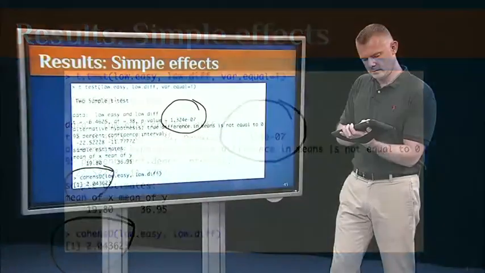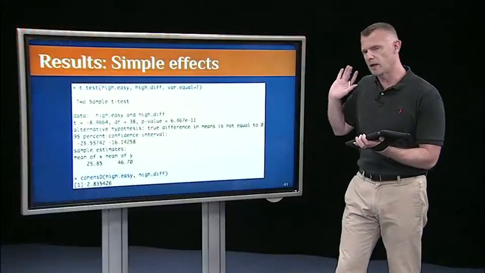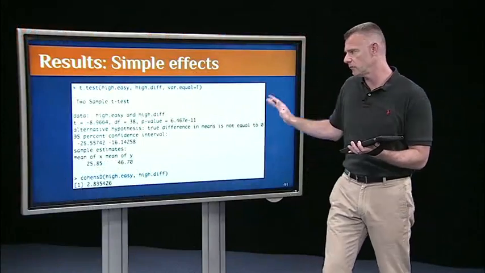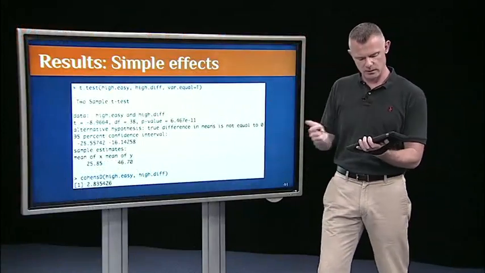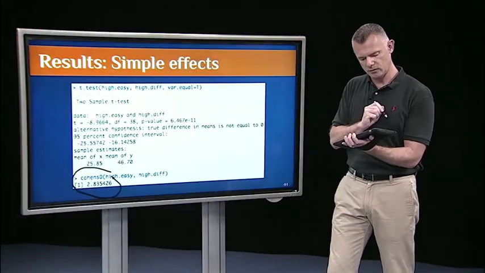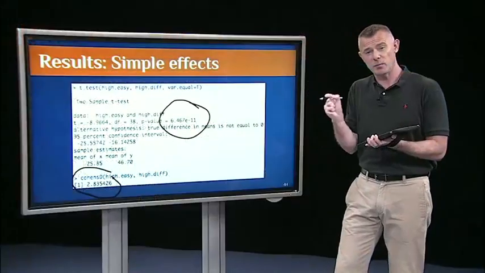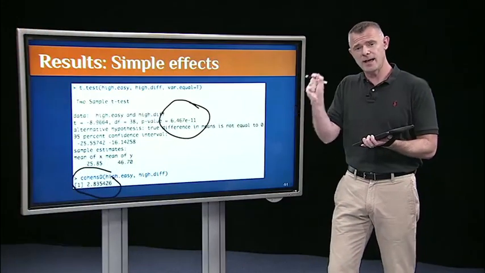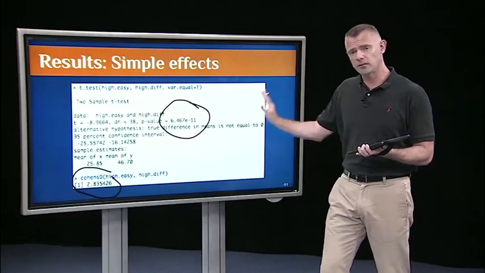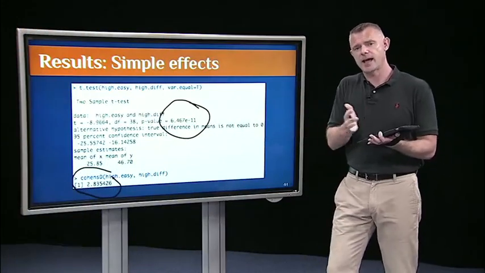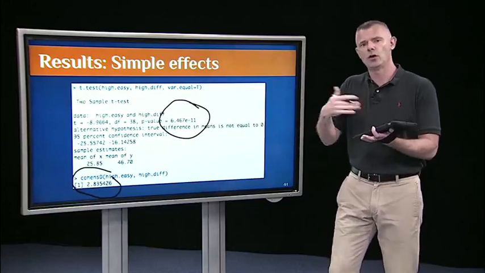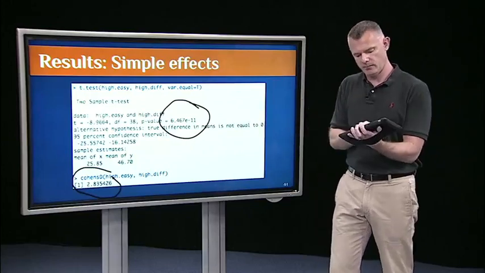Finally, we go to the high conversation demand condition, and the effect gets even bigger. Look at the Cohen's d, it's now 2.8. Obviously, p is going to be less than 0.05. That's a really significant simple effect. Again, it's the simple effect of driving difficulty at a particular level of conversation demand. And that's how I explained where the interaction is coming from.